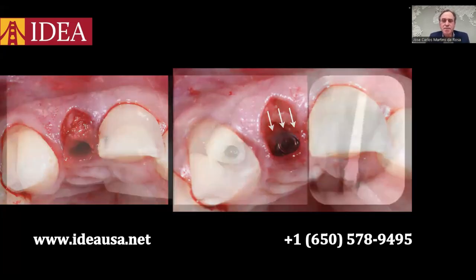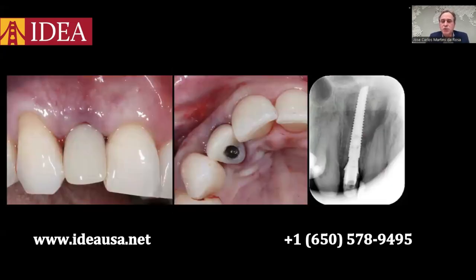And we made our provisional restoration with ideal emergence profile. The implant was placed in the correct three-dimensional position, and we stabilized the tip of the implant in the native bone at the apex, but most of the body of the implant was stabilized in the grafted area.